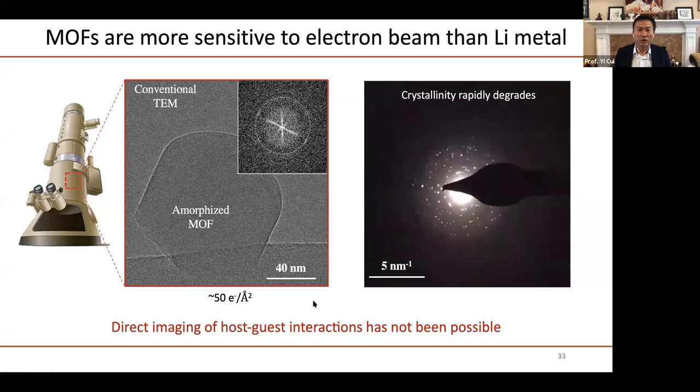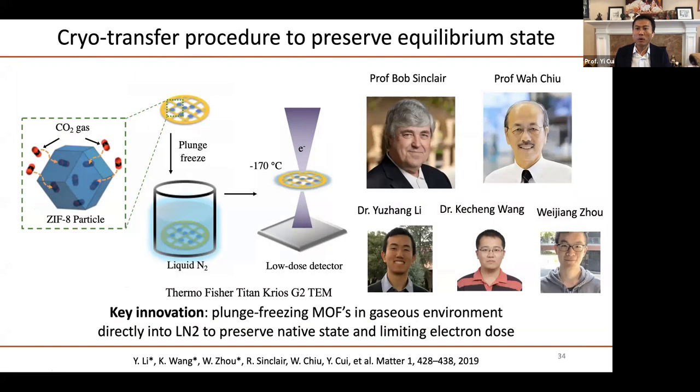Also, we want to obtain the host and gas molecule interaction. We need a method to really let the gas molecules be stabilized inside the TEM. Yuzhang and Kechen, two postdocs, with student Wei Jiang, and under Bob's supervision, we teamed up to address this challenge. This is the idea. This is a famous model called ZIF-8, with zinc and an organic linker, imidazolate. We adsorb the gas molecules. We can plunge freeze under a CO2 gas condition, and our hypothesis is that we can freeze CO2 molecules in there.